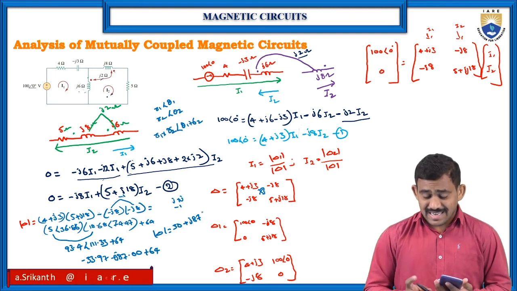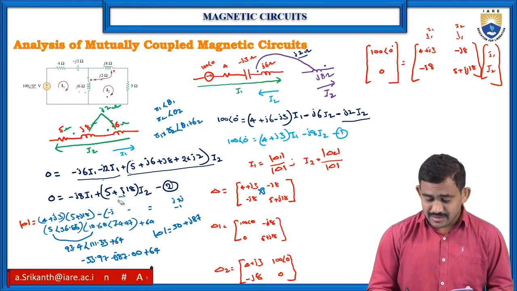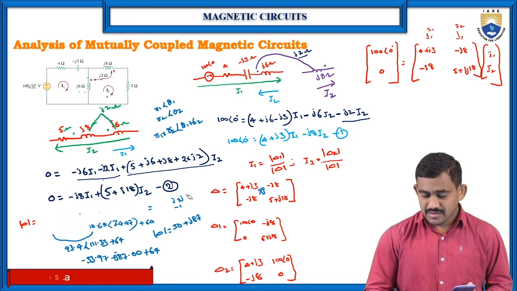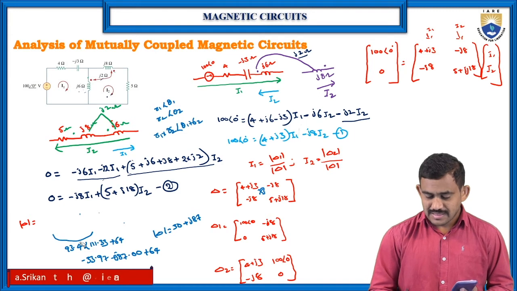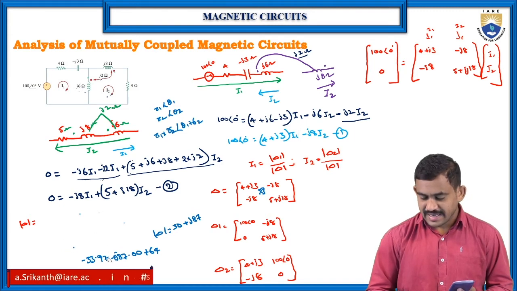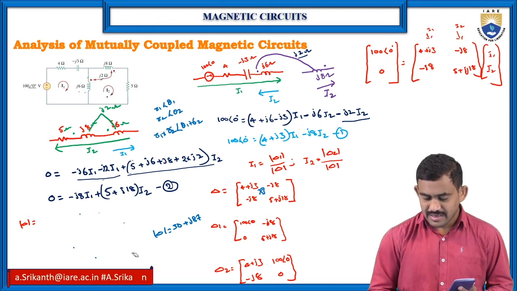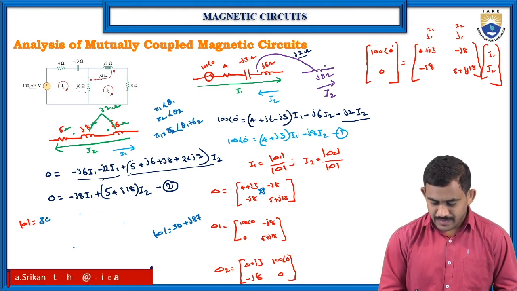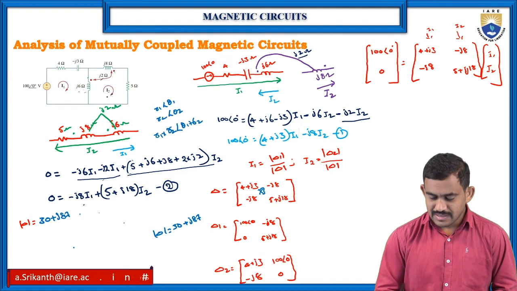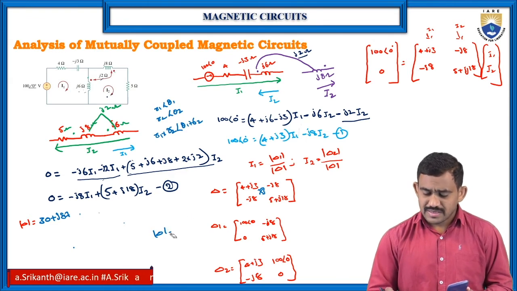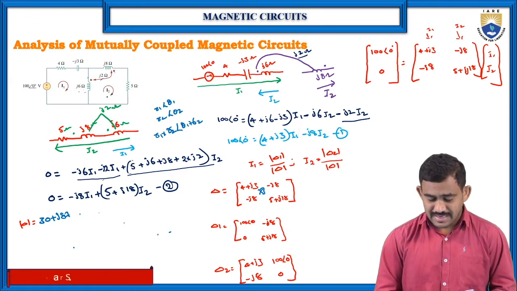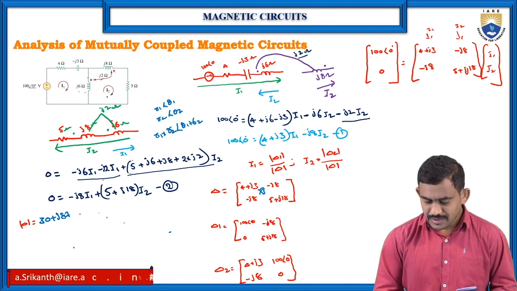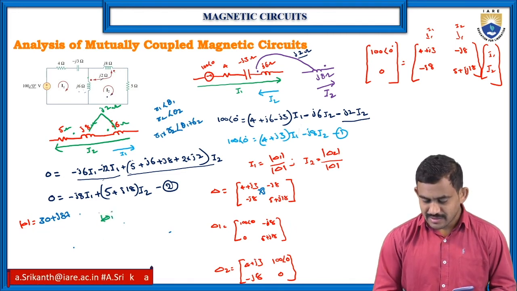So your del of delta value is 30 plus j87. Okay, now I will write here directly 30 plus j87. Now coming to del of delta 1, your values.